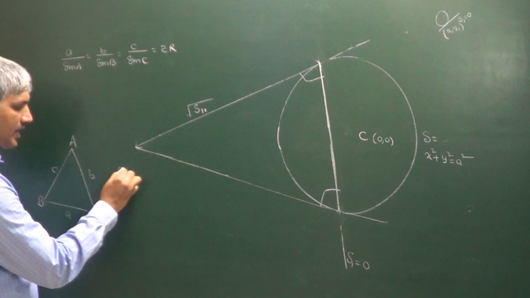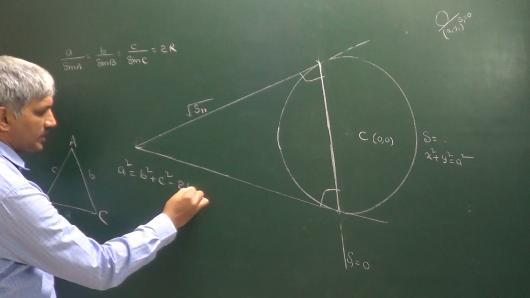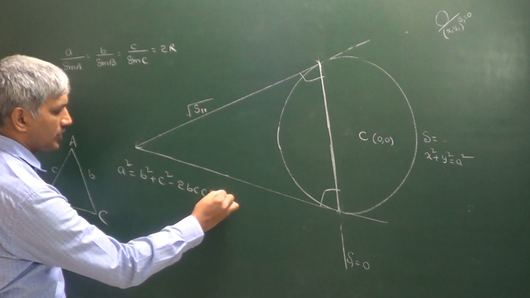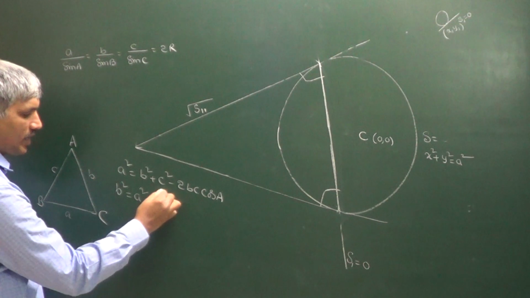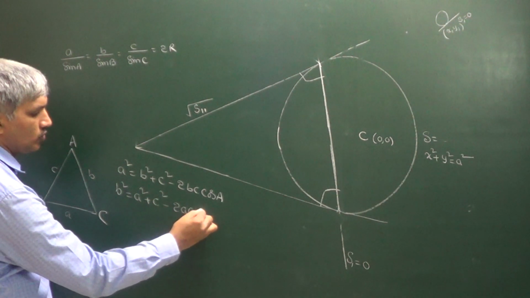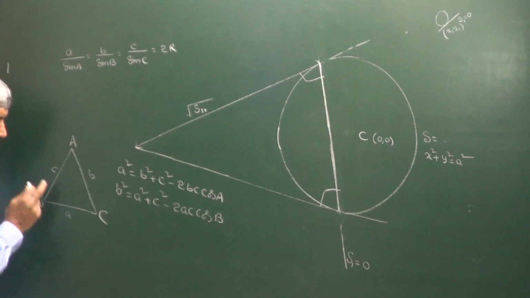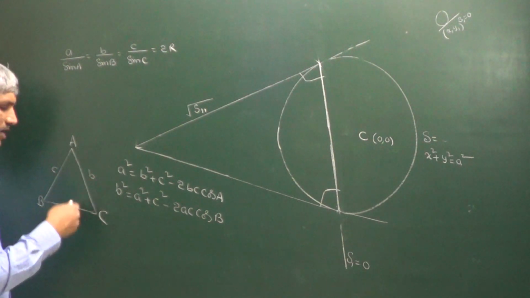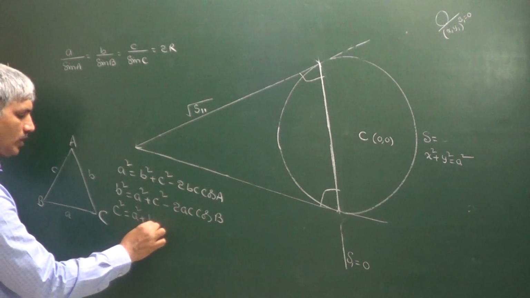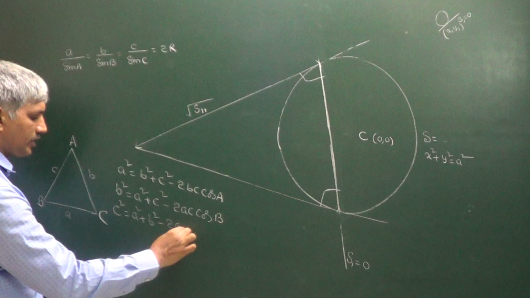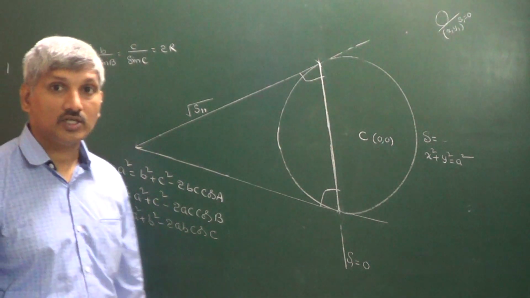Now from this I can write a square is equal to b square plus c square minus 2bc into cos A. At the same time we can write b square is equal to a square plus c square minus 2ac into cos B. Observe the triangle. Similarly we can write c square is equal to a square plus b square minus 2ab into cos C. So this we are calling the cosine rule.